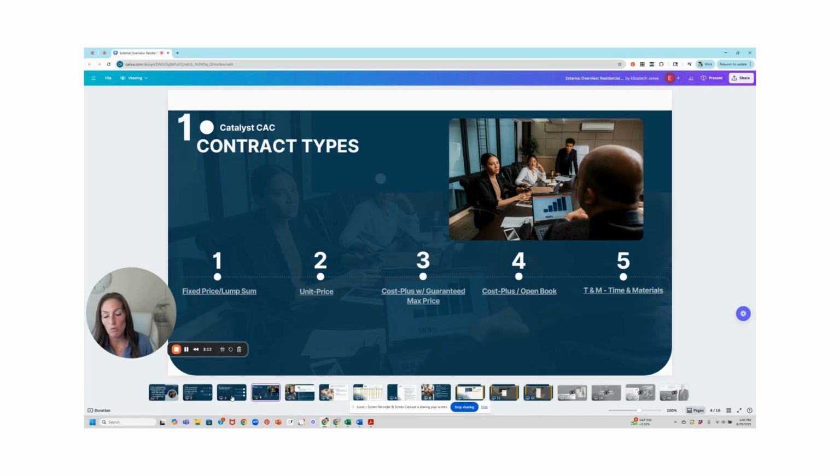Okay, so then let's go back to number 3, the cost plus with a guaranteed max price. So it's at number 3 because it is more risky than number 4.